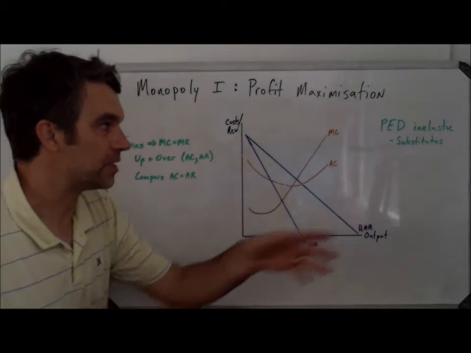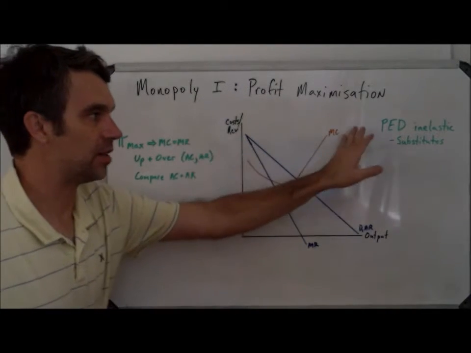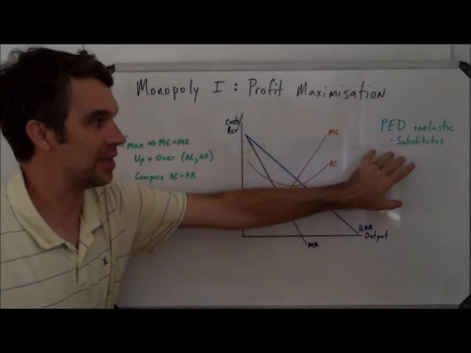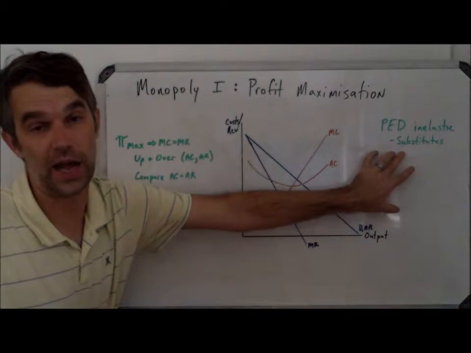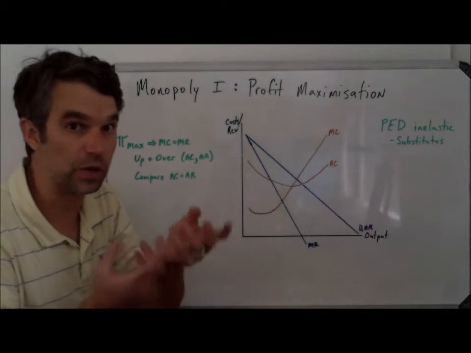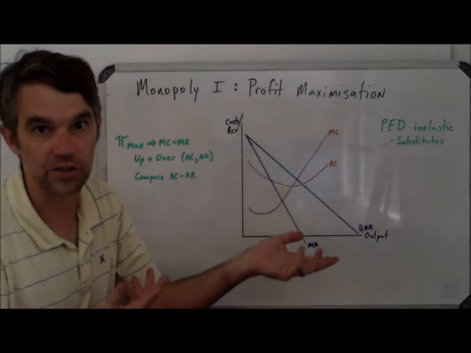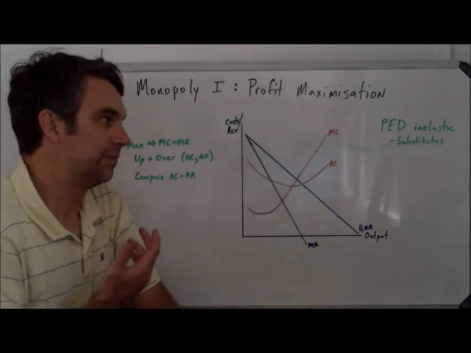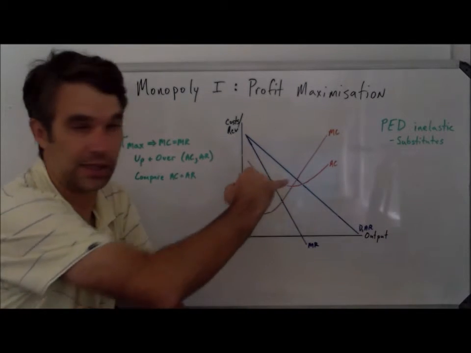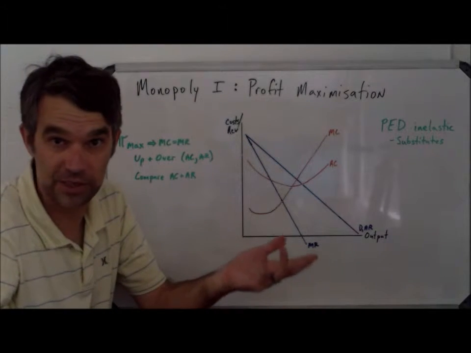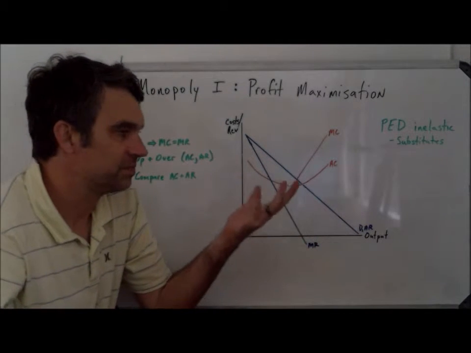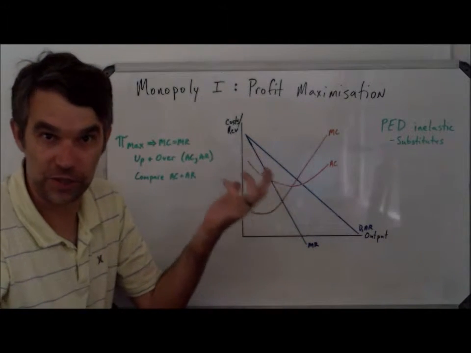The only real difference is that we assume for a monopoly that PED is going to be rather inelastic. The biggest reason for that is that there are zero substitutes for a monopoly. Remember, one of the characteristics of a monopoly is that they are the only provider of a given good or service. So you might make the demand curve a little bit more steep if it's a monopoly and a little bit more shallow if it's, say, monopolistic competition because there are so many substitutes. But that's really the only difference.